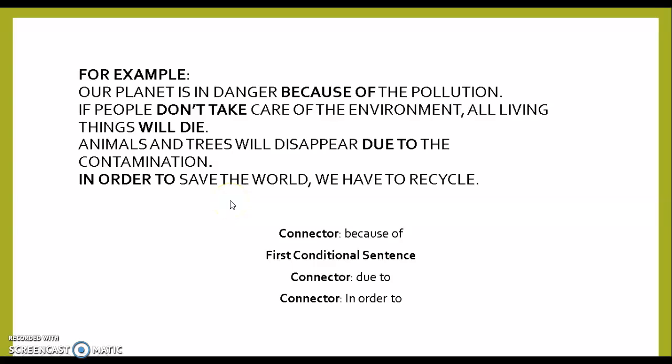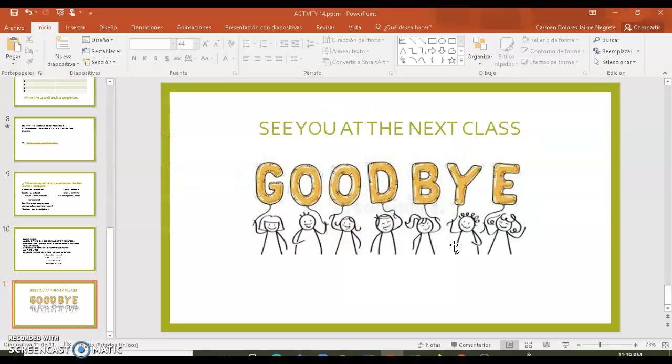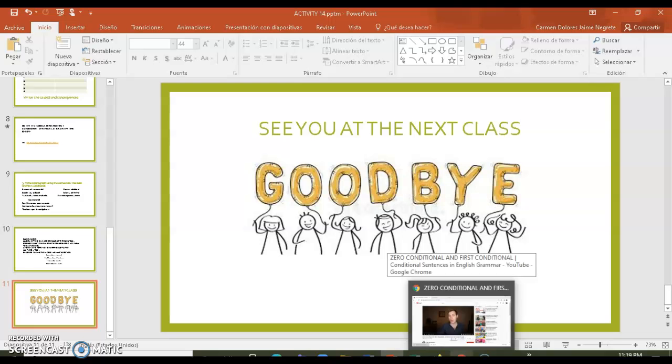Okay, so what are the connectors that I use? I use because of. I made a sentence in first conditional. I use due to. And I use in order to. Okay, remember you have to write a paragraph. This is the real homework. Finally, remember, goodbye. Okay, I would like to show you the test that you have to do.